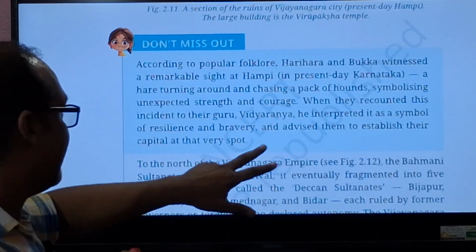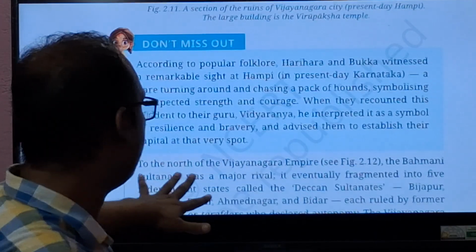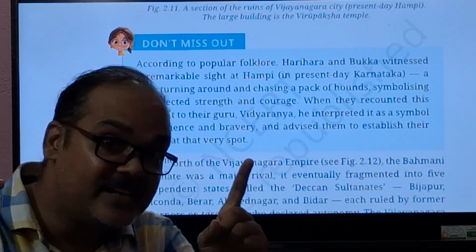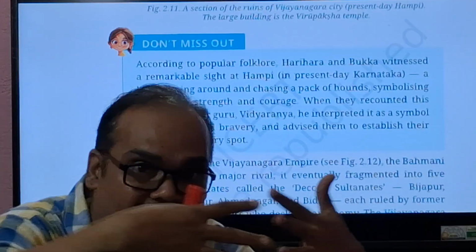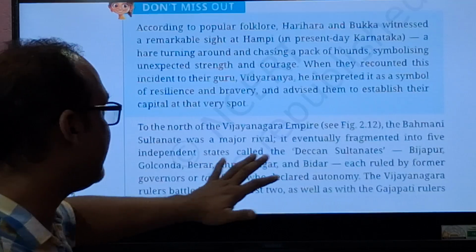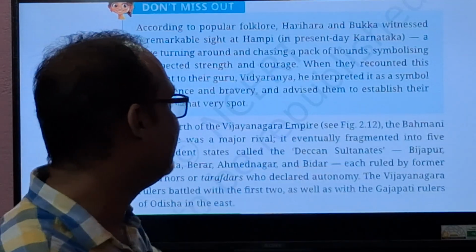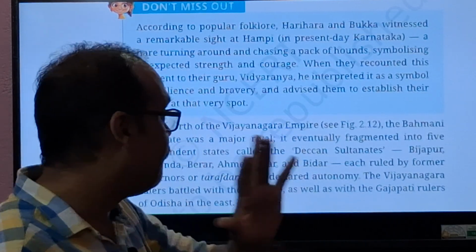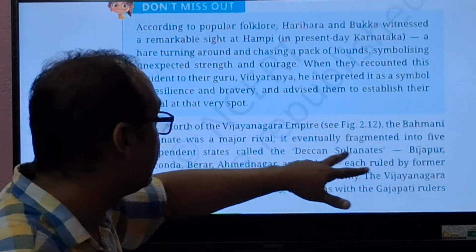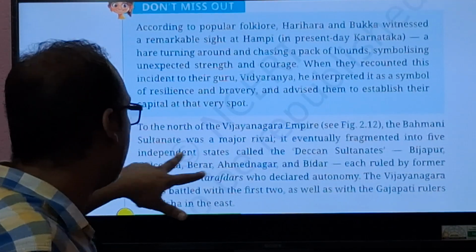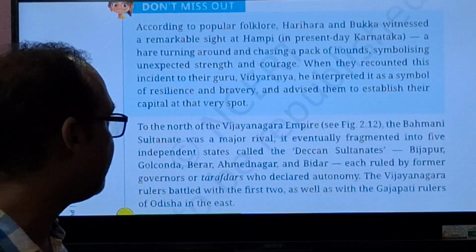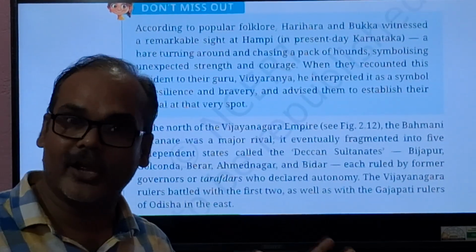To the north of the Vijayanagar Empire, the Bahmani Sultanate was a major rival. Bahmani Sultanate and Vijayanagar Empire, there was a regular clash between these two, right? The Bahmani Sultanate eventually fragmented into five independent states called the Deccan Sultanates. Five independent states. Who were those five Deccan Sultanates? Bijapur, Golconda, Berar, Ahmednagar, Bidar, each ruled by former governors or tarafdars, and they declared their autonomy.